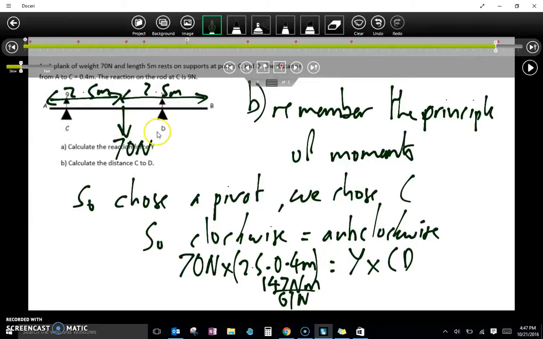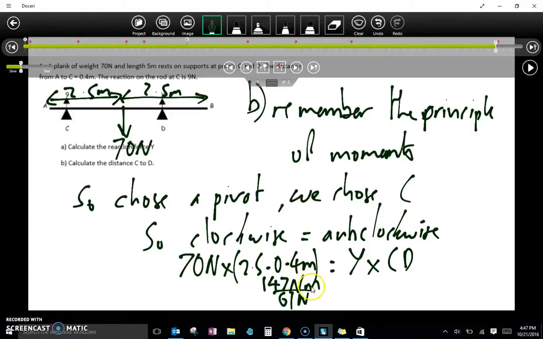And then on the other side, anti-clockwise, Y would go anti-clockwise around C. So this is going to be Y times the distance between those two pivots. In this case, 70 times 2.5 minus 0.4 is 147 newton meters. Now you can work that out. That's very easy to work out. It's just 70 newtons times 2.1 meters.